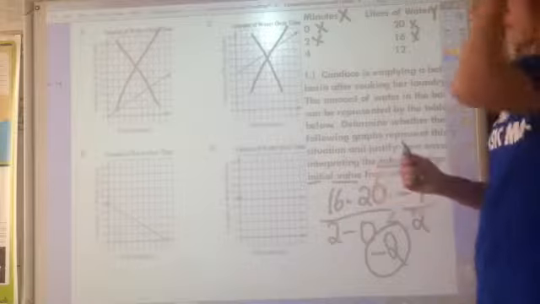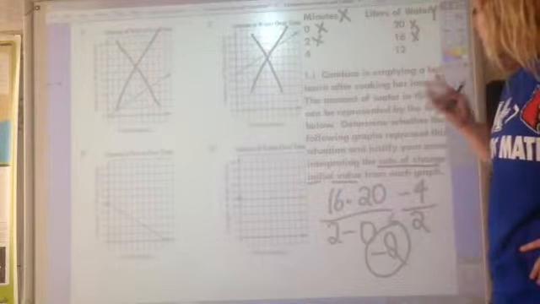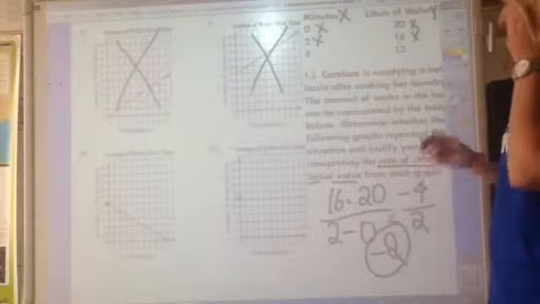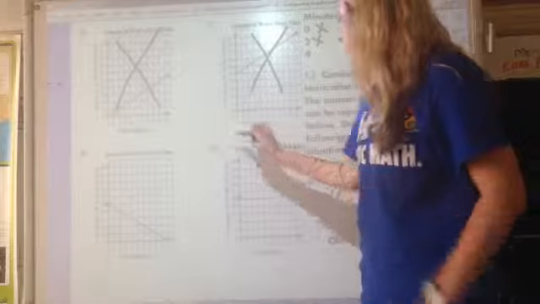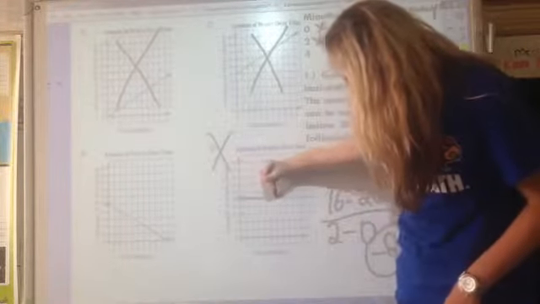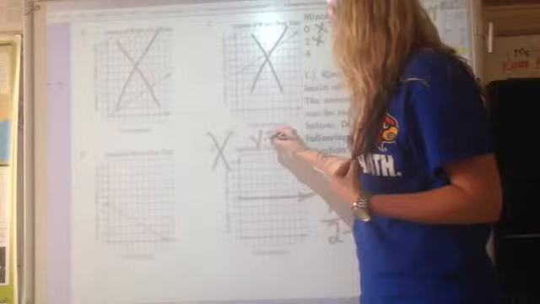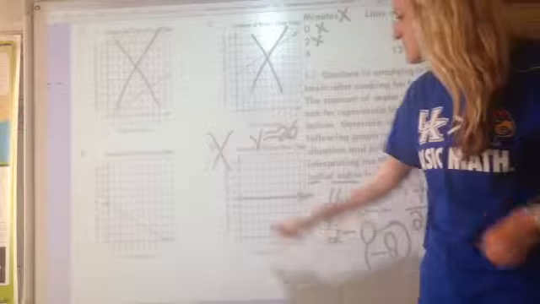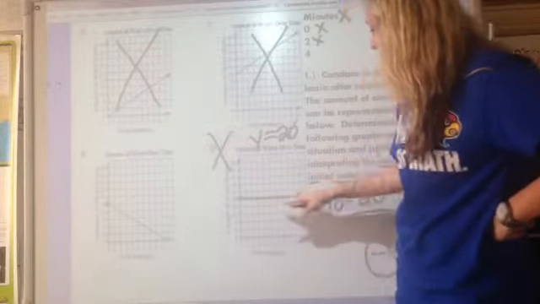So again, I'm looking for the graph where it's decreasing every single time. So I can go ahead and eliminate answer choice D because my line is just going, if I were to write this equation, it would be y equals 20. And this shows a constant rate of water remaining as time goes on.